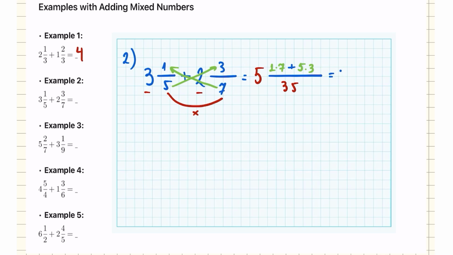We get 5 and 7 plus 15, 3 times 5, over 35. And the answer is 5 whole and 22 over 35. 7 plus 15 over 35. Denominator stays the same. So the answer is 5, 22 over 35.